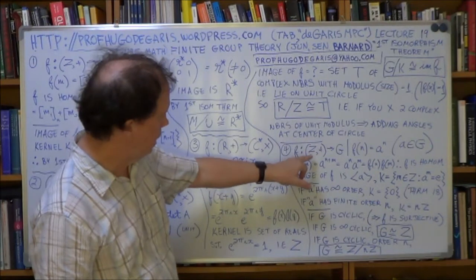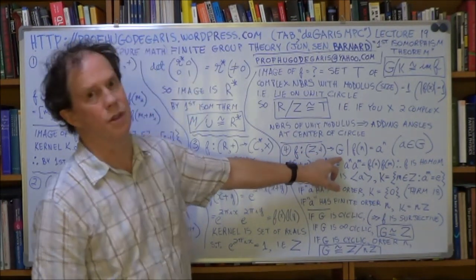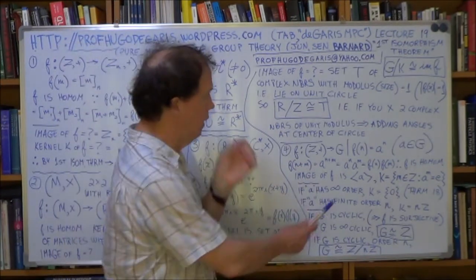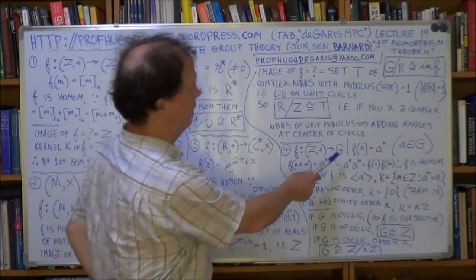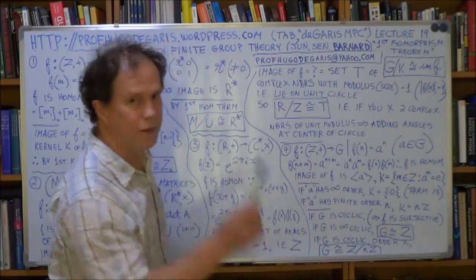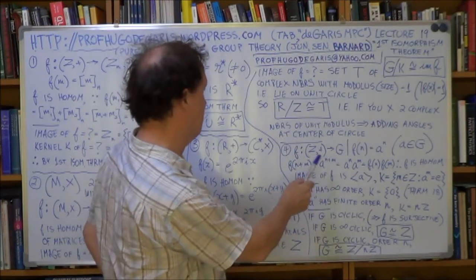You're mapping the integers to a group. That's interesting. It's a bit unusual. Here, your group G is the target. Usually, big G is the starting group. So, pay attention. All right. So, what is the mapping?